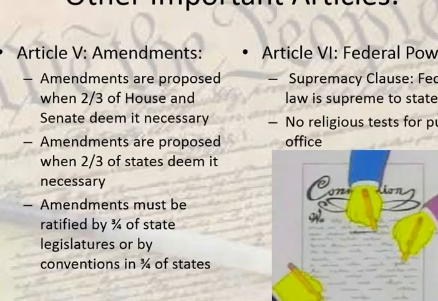Other important articles of the Constitution. Article 6, we'll talk about the Supremacy Clause that establishes that federal law is supreme to state law. There is no state law that supersedes federal law.